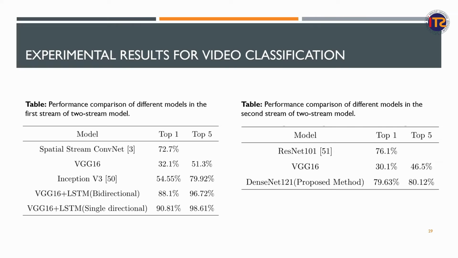Now I'm going to show you some of our experimental results for video classification. If we compare here, our model in general is better than other existing models, for example against VGG16 and ResNet 101. We are talking about the performance comparison of different models in the second stream of the two-stream model, and also for the first stream of the two-stream model.